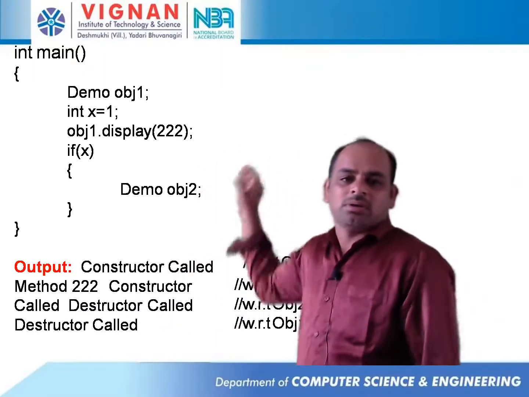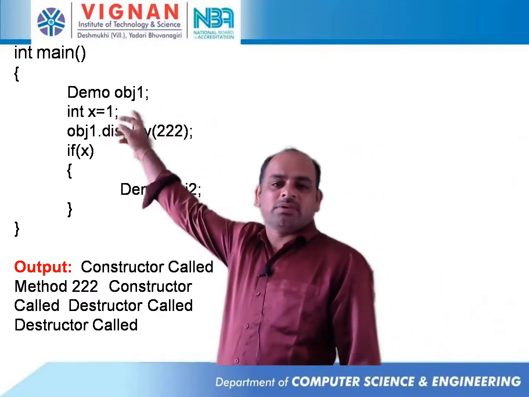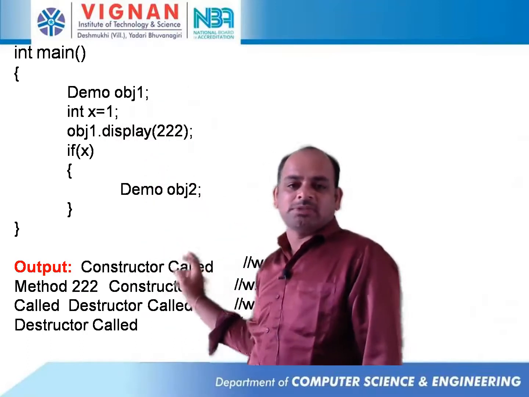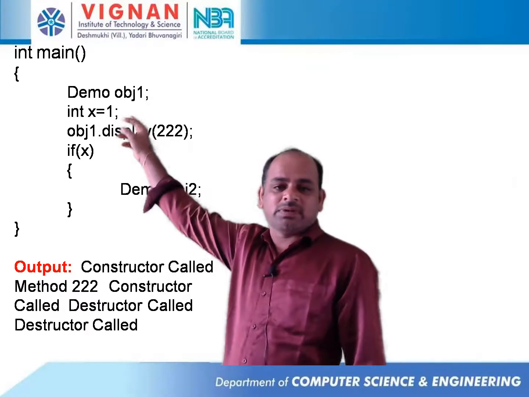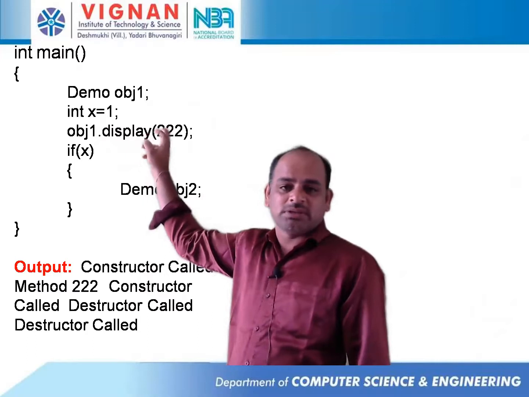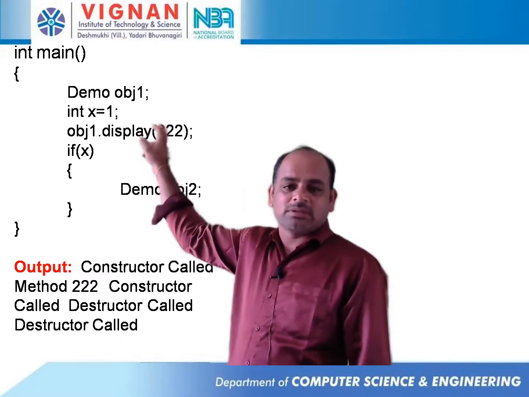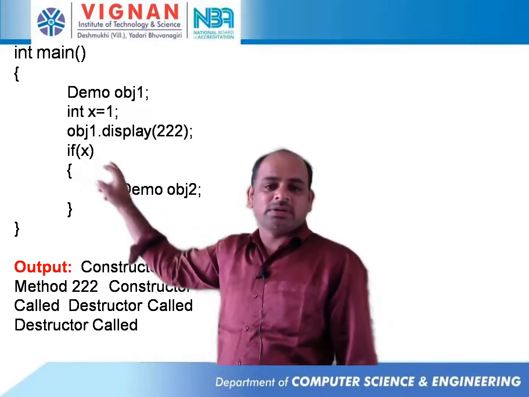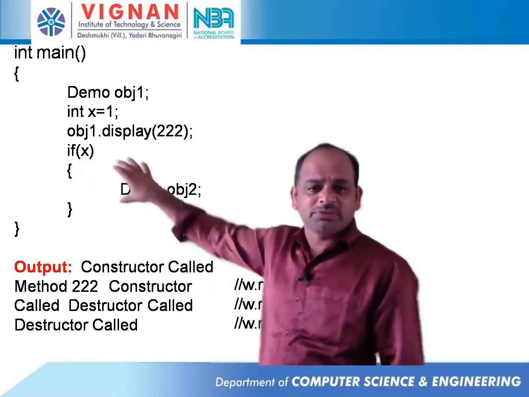So in the main function, demo object one is created, and when object one is created, the default constructor will be called, which will display the message "constructor is called". A simple variable int x is declared and initialized with 1. Object one dot display is a call of the member function, the display member function, and we are passing the value here. If x, because its value is 1, this is true. When true, then object 2 is created, which is within a block.